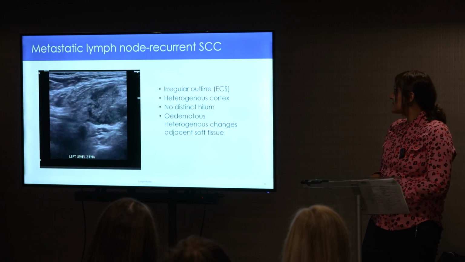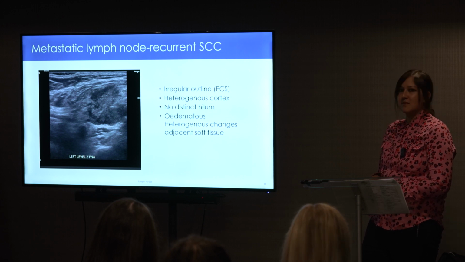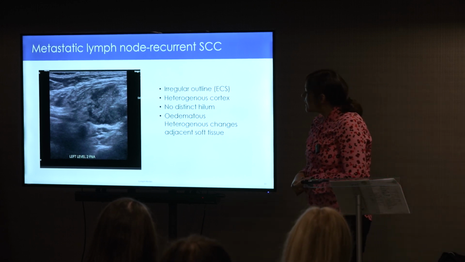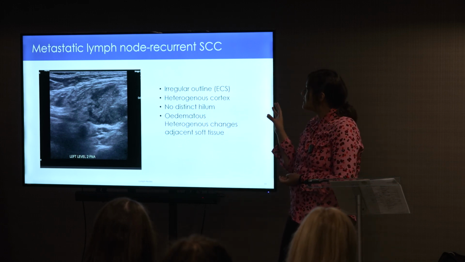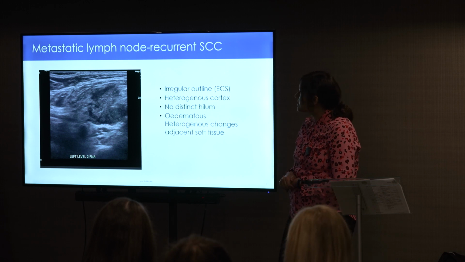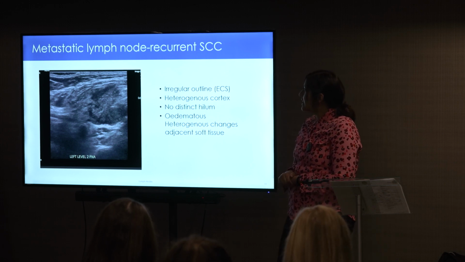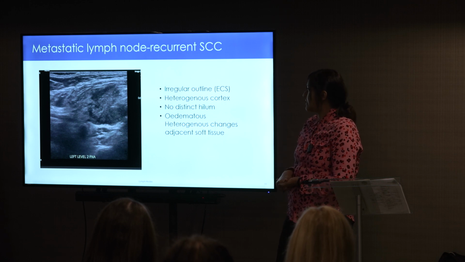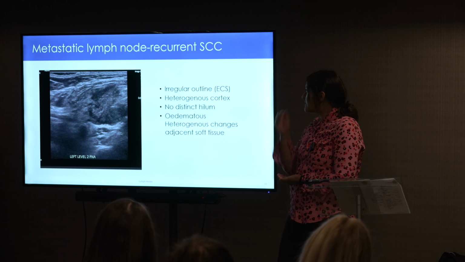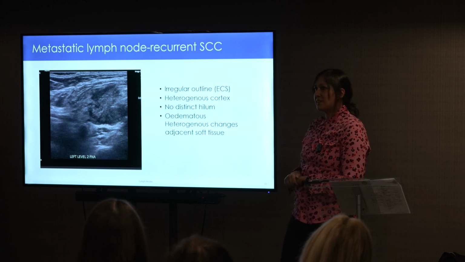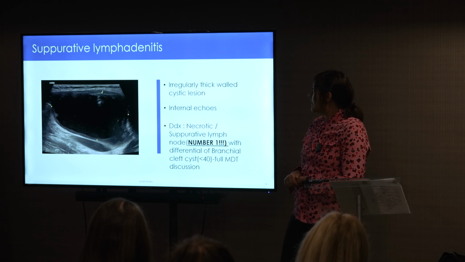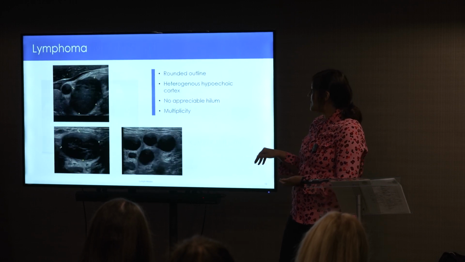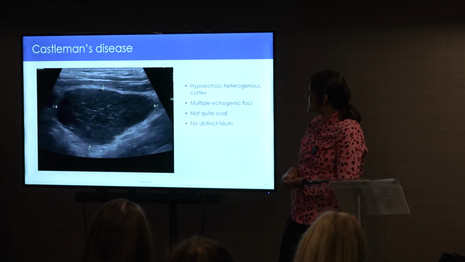Thank you. So this is a really good example of a lymph node. As you can see, you can't see the margins of this lymph node very clearly at all. It's kind of blended into the adjacent subcutaneous tissue. It's got a very irregular outline. The cortex is completely heterogeneous. You can't even appreciate a hilum. And this is a case of a lymph node with extracapsular spread. So you can actually get a lot of information on ultrasound rather than cross-sectional imaging alone.